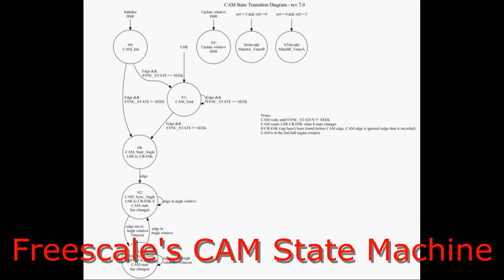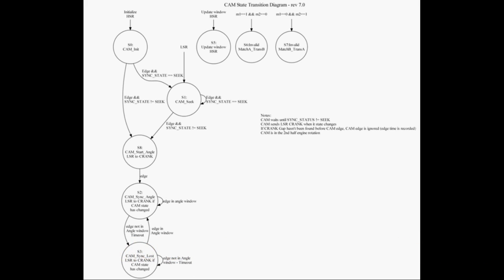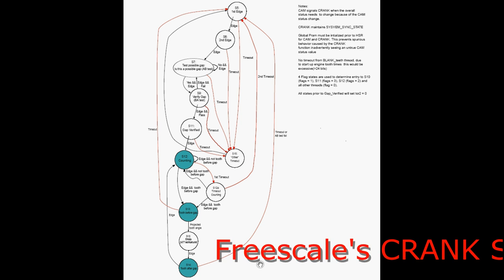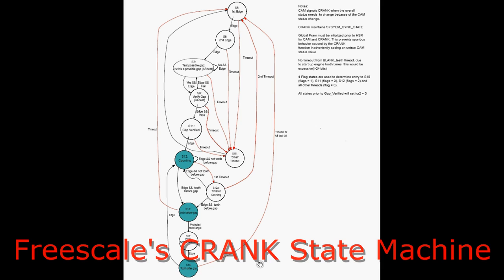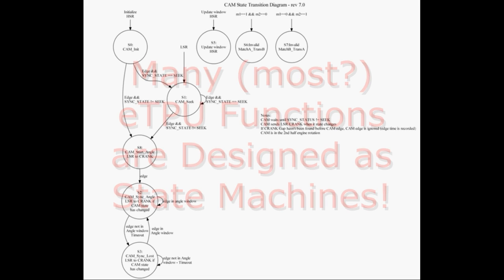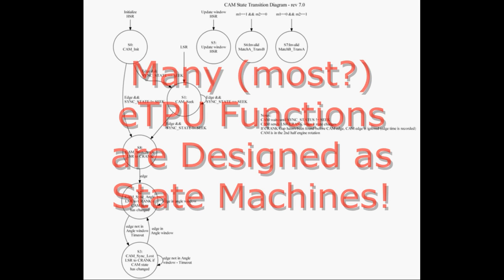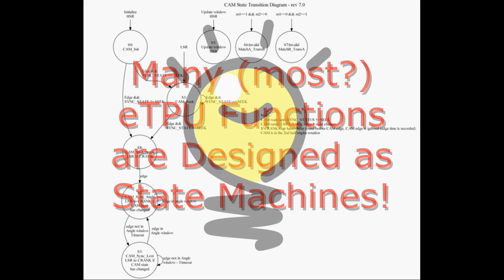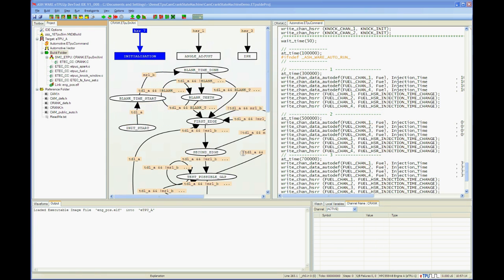Let's look at Freescale application note AN3769, page 24, which documents the CAM function. Interestingly, it was designed and documented as a state machine. Here's the crank function on page 23, also a state machine. And this is not at all unusual. Over the years, we have noticed that many, if not most, eTPU functions are designed as state machines. And so, this became the inspiration for our new graphical eTPU state machine product.